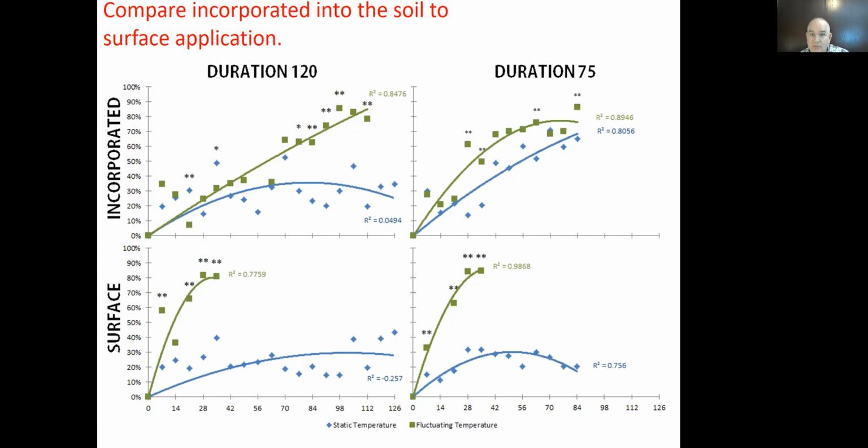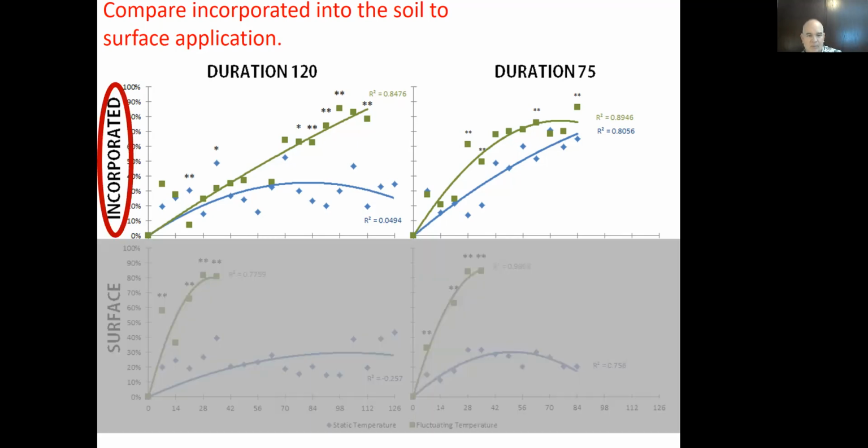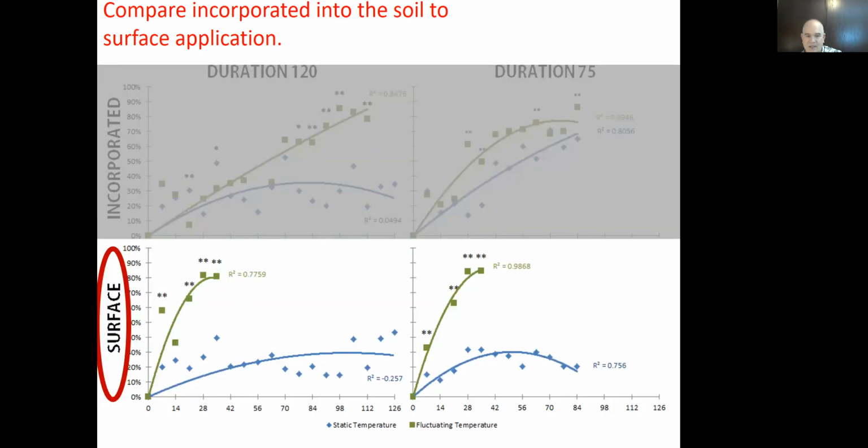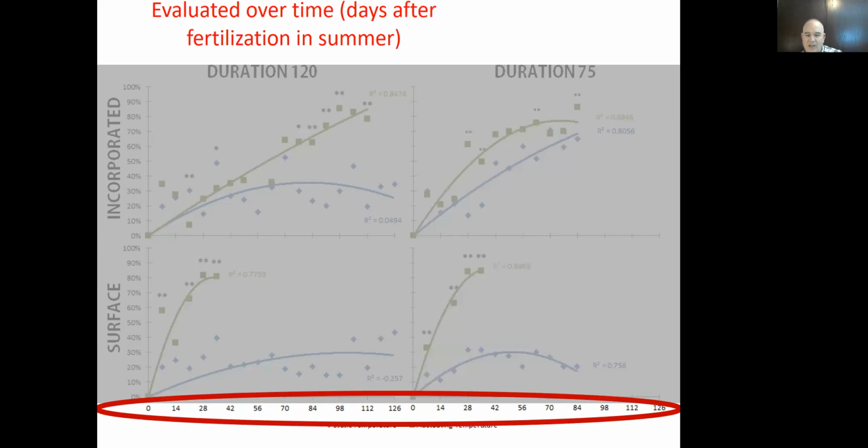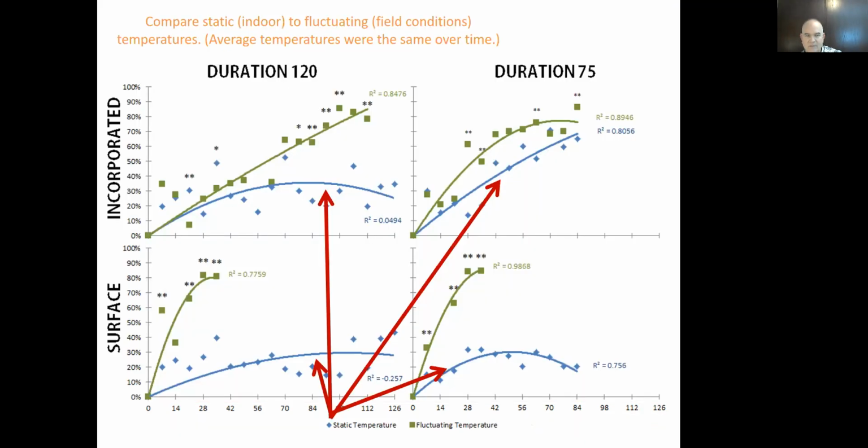So like you'd have with turf grass or basically almost everywhere in the urban landscape, except for maybe a garden that gets tilled in. So we have surface versus incorporated. This is incorporated up on top. This is the surface applied on the bottom. We're evaluating this over time, about 130 days or so is what you're seeing.